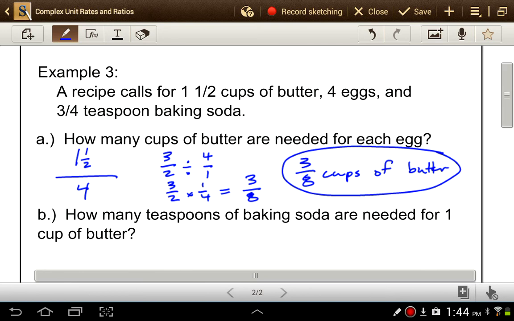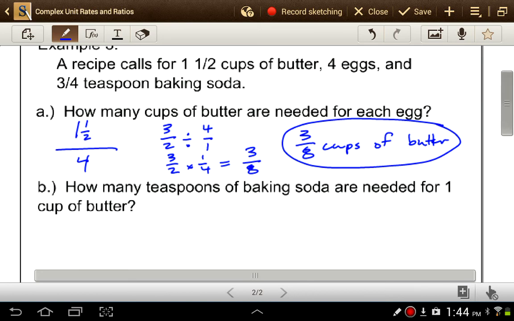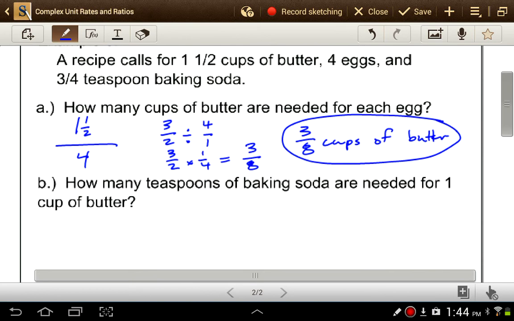So again, cups of butter goes on top for each egg. There's my unit rate comes in because it's per 1 egg. That's going to be our denominator. So eggs are on the bottom. Okay, let's keep the answer up there.